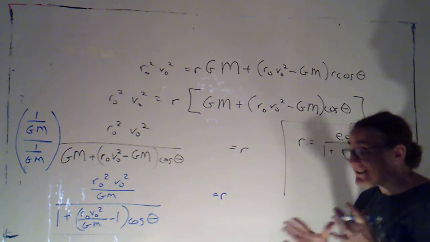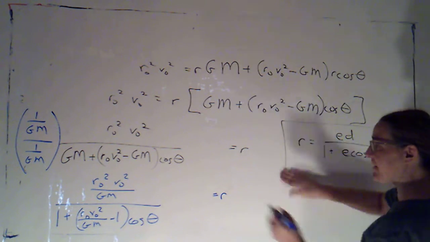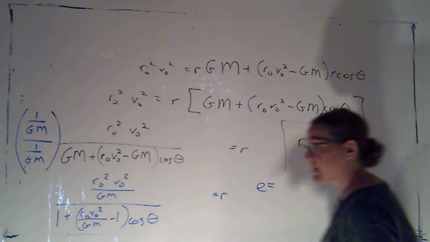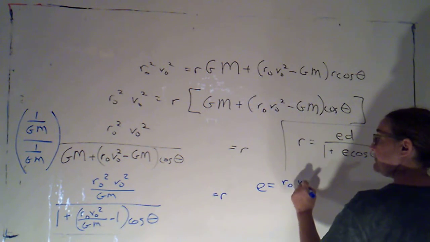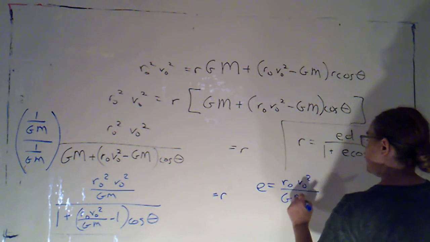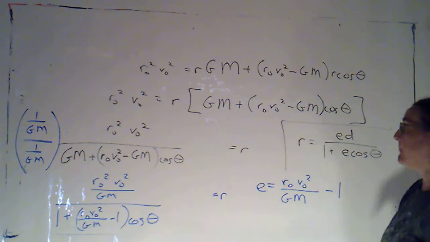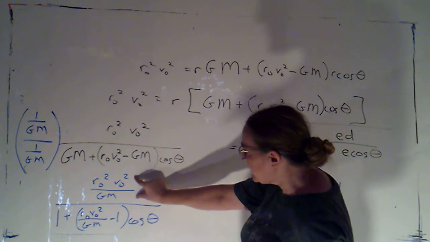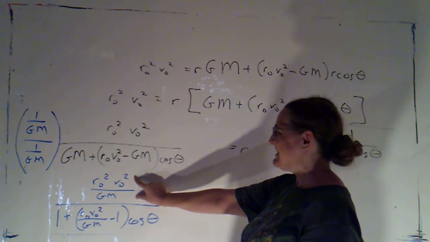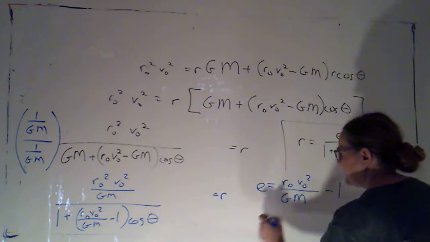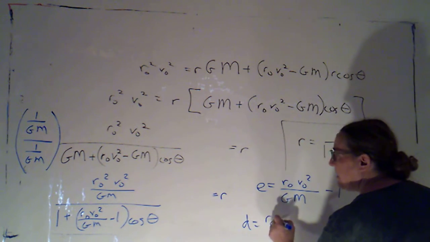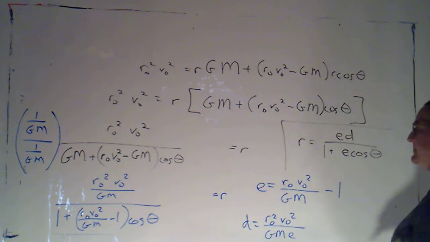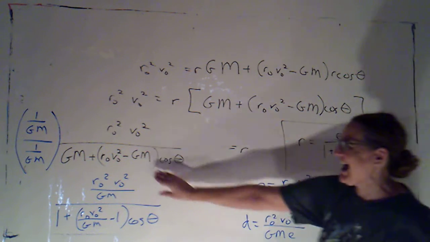Now, the one thing that's left is to figure out if this is going to work. My e, my eccentricity, is the number in front of the cosine of theta. That would be r naught v naught squared all over GM, minus 1. And then the number that I have on top is supposed to be e times d. So that just means d would be r naught squared v naught squared over GM, divided by e. That way, when I multiply it by e, I get this.